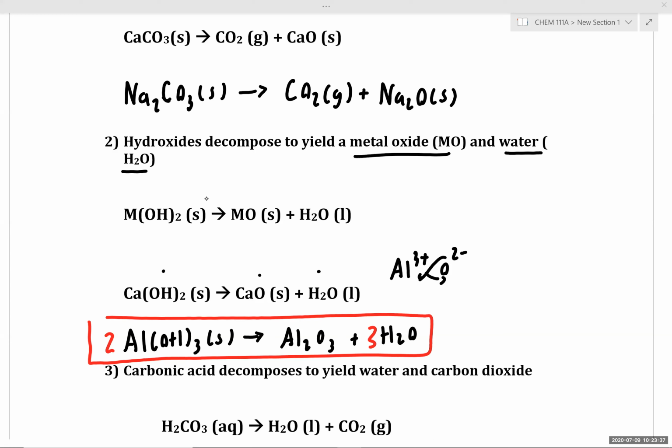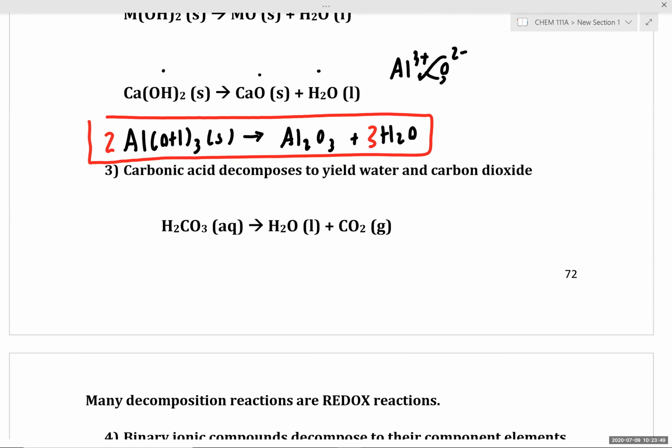Finally, let's look at another decomposition reaction that we've already seen. Carbonic acid decomposes to yield water and carbon dioxide, where H2CO3 is carbonic acid.